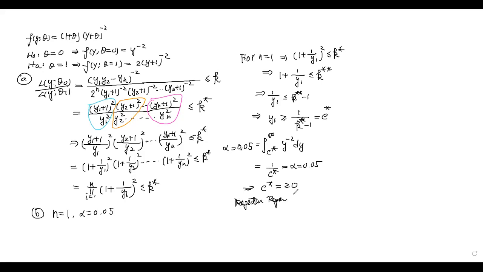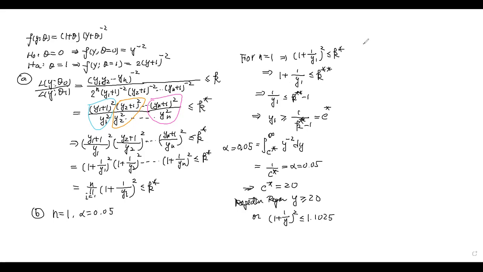So now my rejection region, because the sample size is 1, will just be y greater than or equal to 20. Or, if you want, you can write this as 1 plus 1 over y, squared, less than or equal to 1.1025. Either way you can write it.